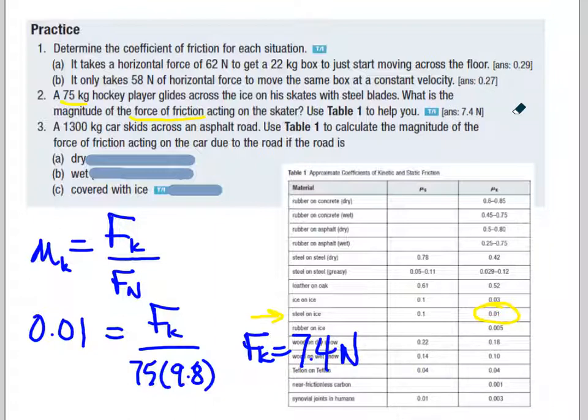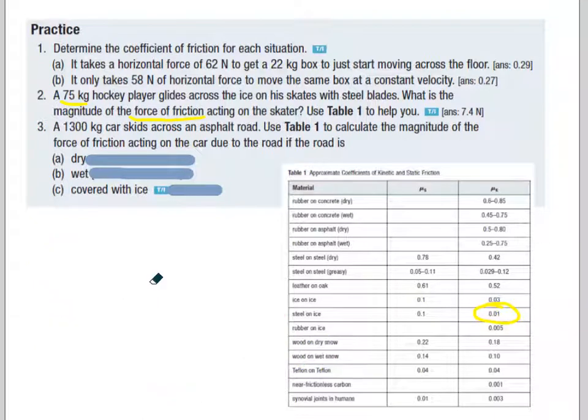And lastly, a 1,300 kilogram car skids across an asphalt road. Use table 1 to calculate the magnitude of the force of friction acting on the car due to the road if it is dry, wet, covered with ice. Okay, so the same sort of system we've been working on. You set up the 1,300 kilogram car, you get the normal force, then you can use the different coefficients of friction to determine what the forces are. And if you do that, you should come up with a range, okay, because there's a range provided. And that's all it is, they use the different range of mu values.